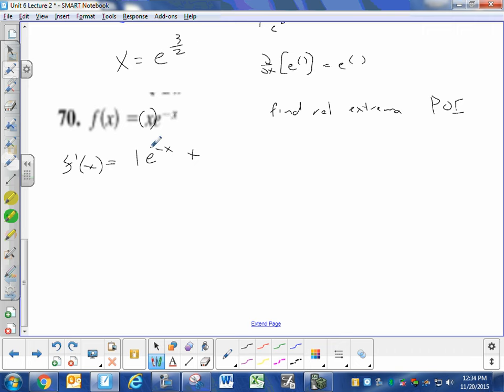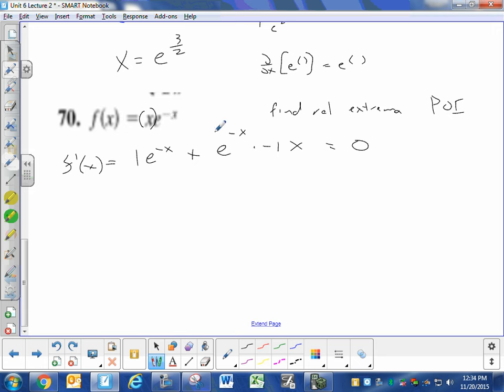So using the chain rule, the derivative of e to the negative x would be e to the negative x times the derivative of negative x, which is negative 1. And that'd be multiplied by x. Okay, I'll set that equal to 0 or see when it's undefined. It'll never be undefined. There's no denominator because e is always going to be positive.